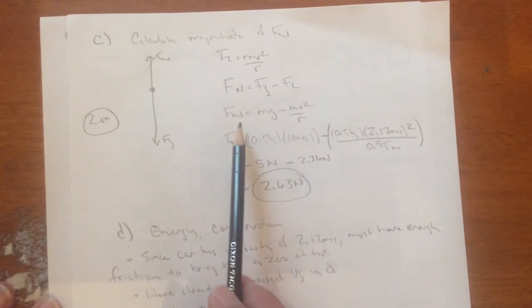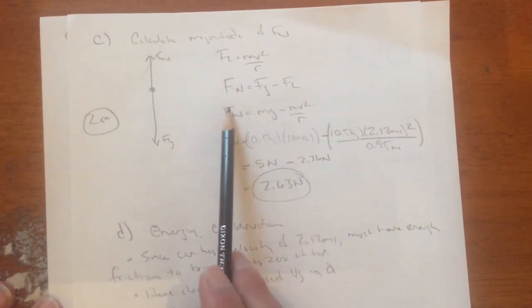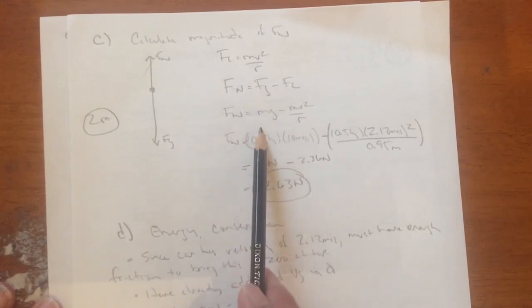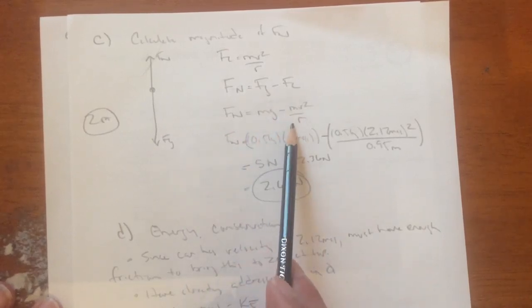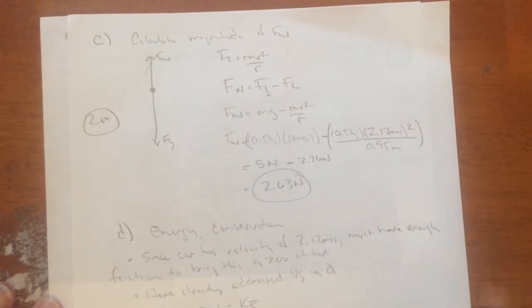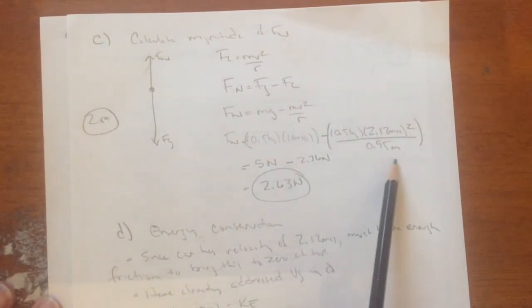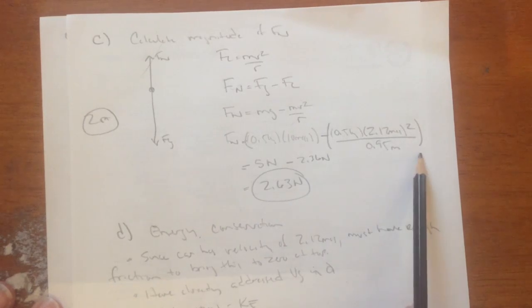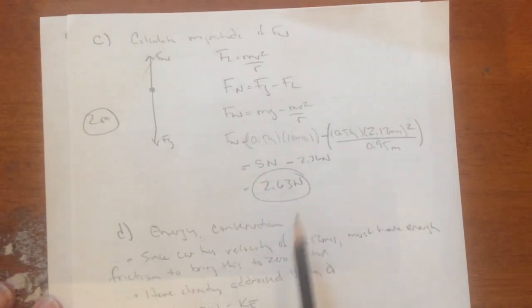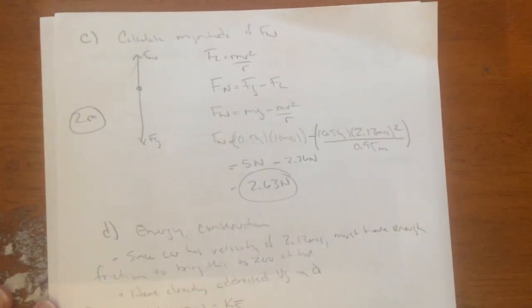Then they like to see you do this. They like to see you do that. Force normal equals force gravity, mg, minus force centripetal. They like to see you do that. And then put your values in, and then solve. It's good. Walk it step by step.